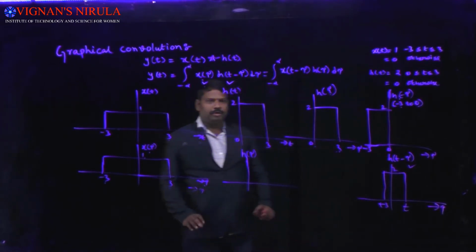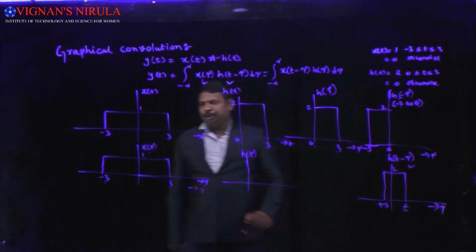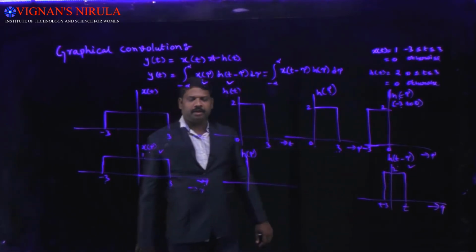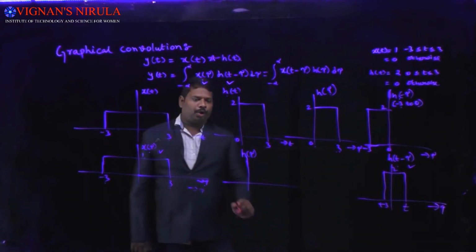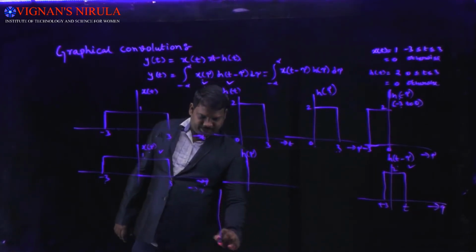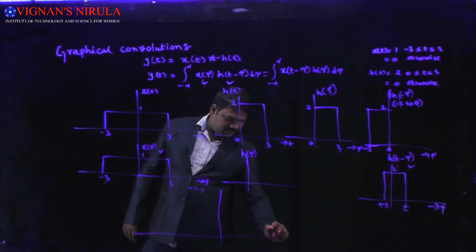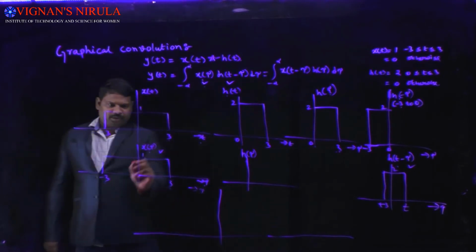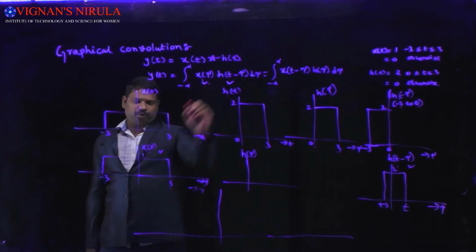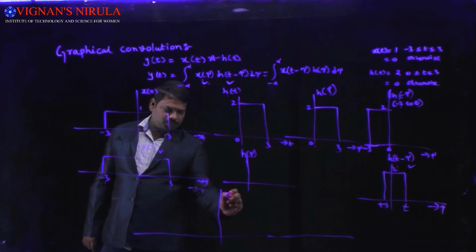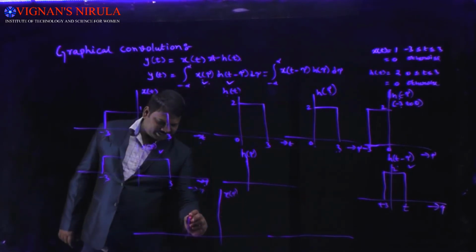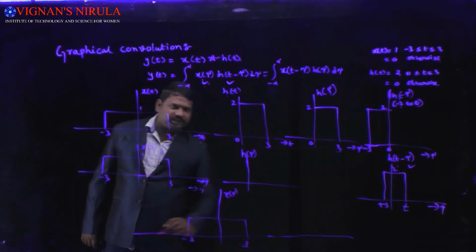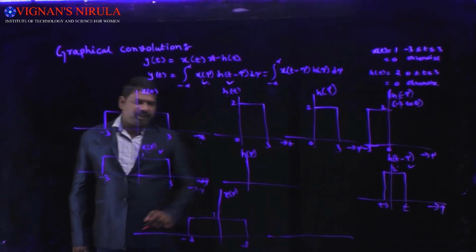Now our main concentration is that we need to use this x of tau and h of t minus tau in one particular non-overlapping time interval. For that, let us consider it like this. The first signal is x of tau, so we take that x of tau from minus 3 to plus 3 with the amplitude as 1.